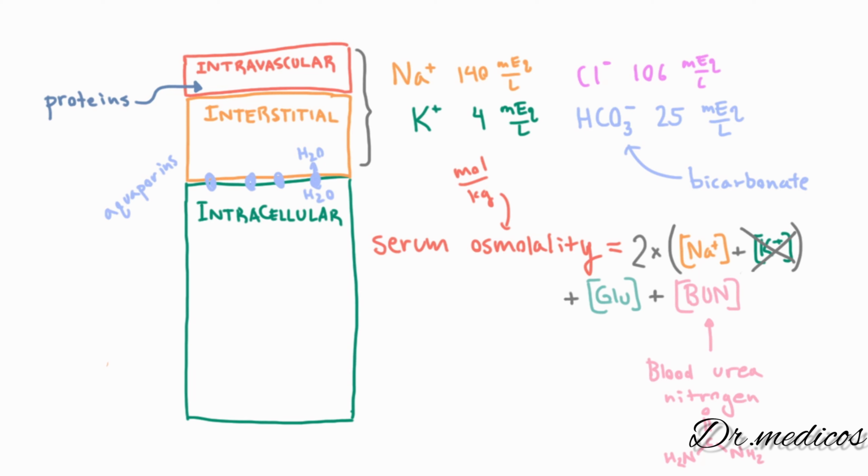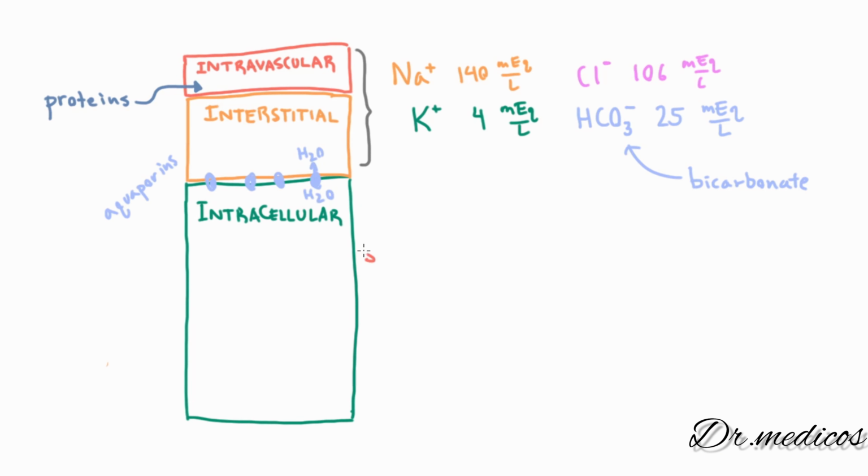Now unfortunately for sodium they give you the concentration in milliequivalents per liter, which is pretty much the same as millimoles per kilogram, but for glucose we normally get the concentration in milligrams per deciliter. So we can't just add things with different units. So to convert milligrams per deciliter to millimoles per kilogram, we need to take the glucose concentration in those units and divide it by 18.